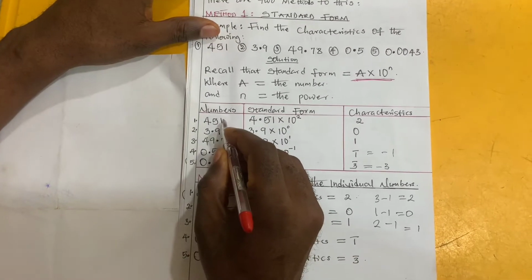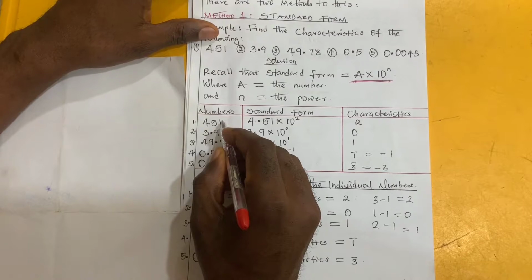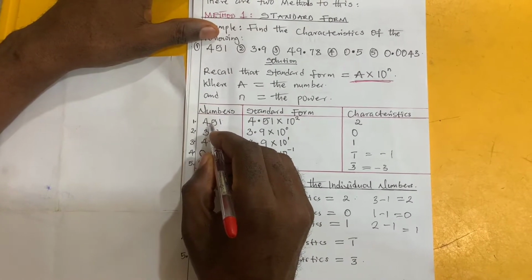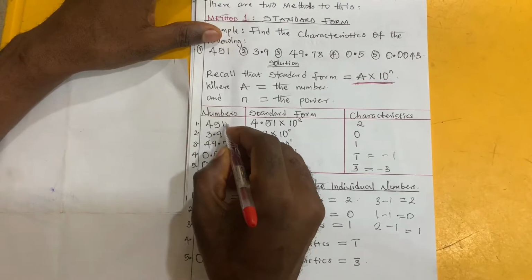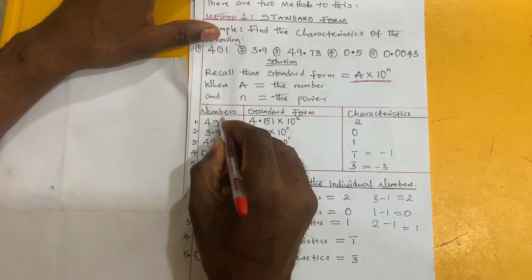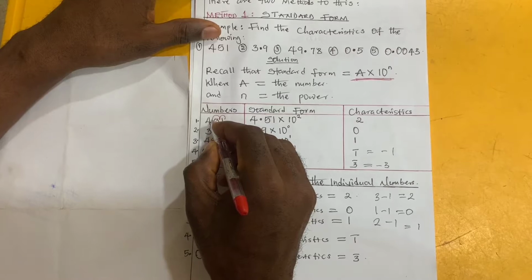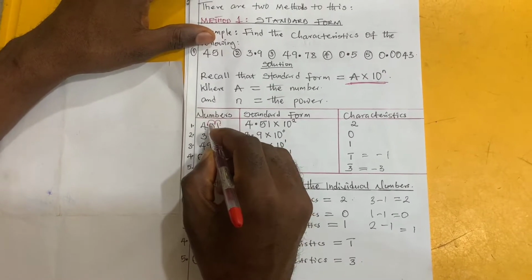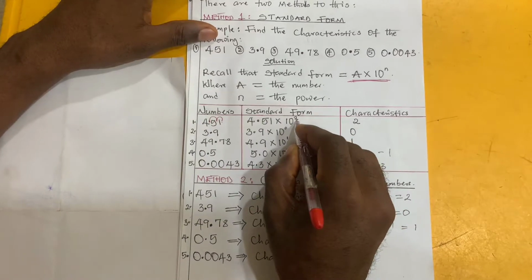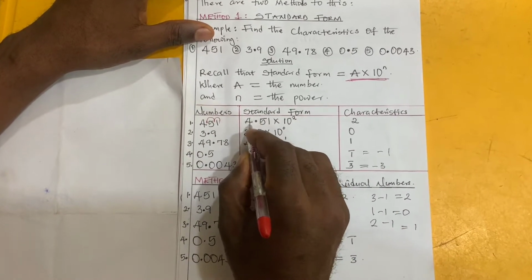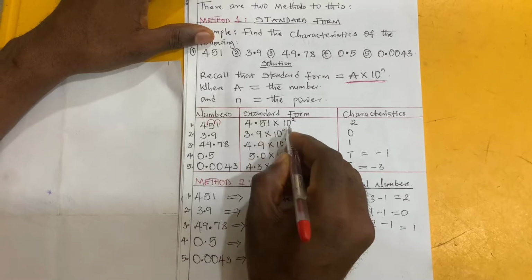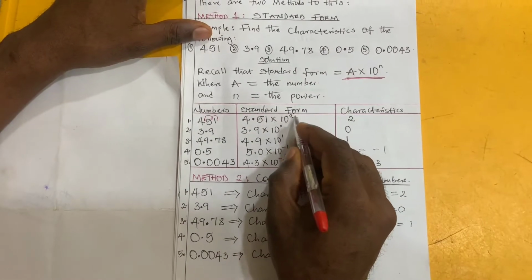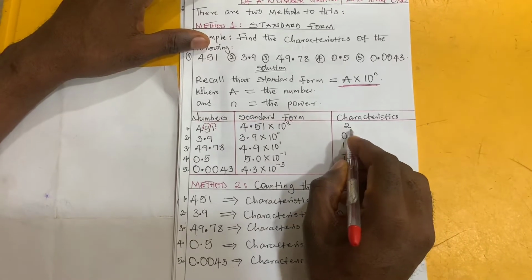If we move that decimal point to just after the first digit, we have this. The point is moved like this: this is 1, this is 2. So the point was here and it moved twice. That's why the power here is 2. So this is written as 4.51 times 10 to the power of 2. Now this power is the characteristic. You can see 2 here.